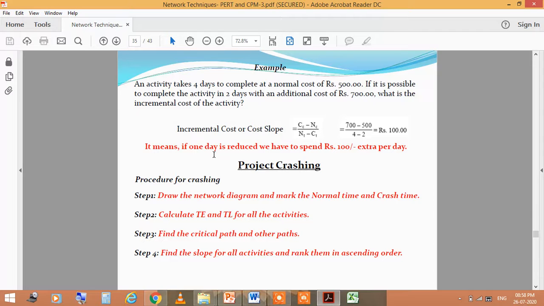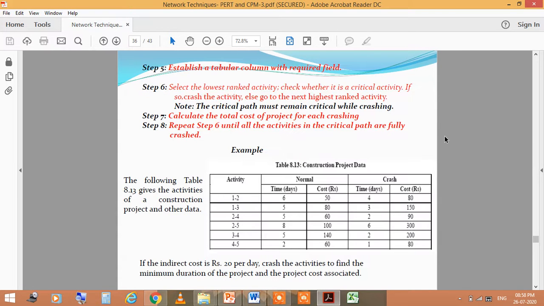Now come to the project crashing. This is the procedure for crashing. In the first step, draw the network diagram and mark the normal time and crash time. Second, calculate TE and TL for all the activities. Next, find the critical path and other paths. And in step 4, you have to find the slope for all activities and rank them in ascending order. In the next step, establish a tabular column with required fields.